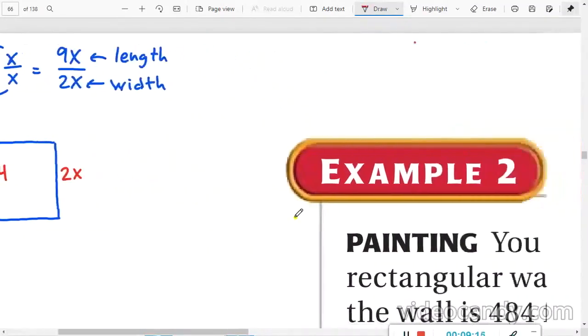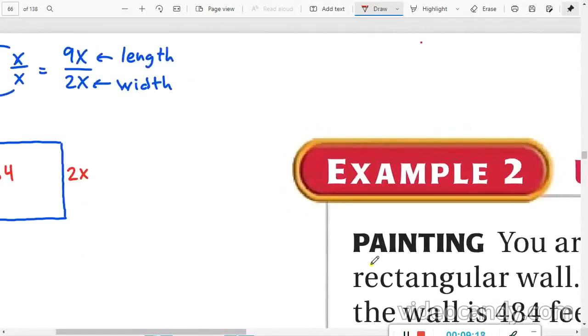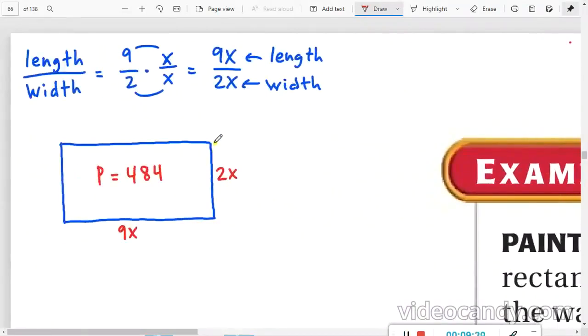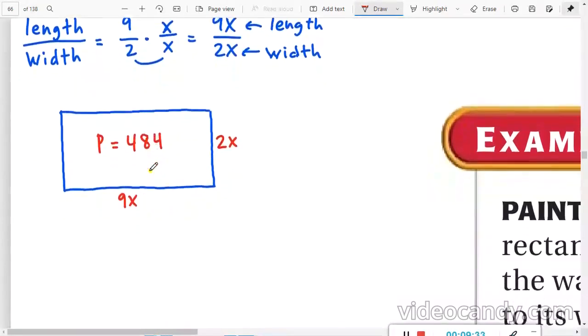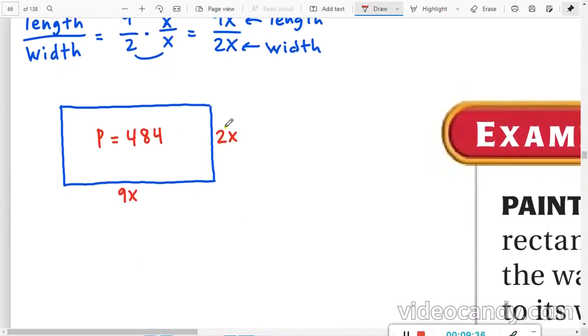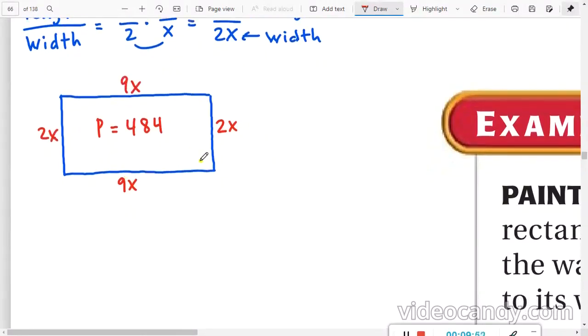So it said that the mural was rectangular. It was a rectangular wall. So we made the width equal to 2x, and we made the length equal to 9x, and it was given that the perimeter was 484. How do you find the perimeter of a rectangle? You just add up the sides. So if this side is 2x, this side is also 2x, and if this side is 9x, this side is also 9x. Really, you don't need to write that in because it's a rectangle.